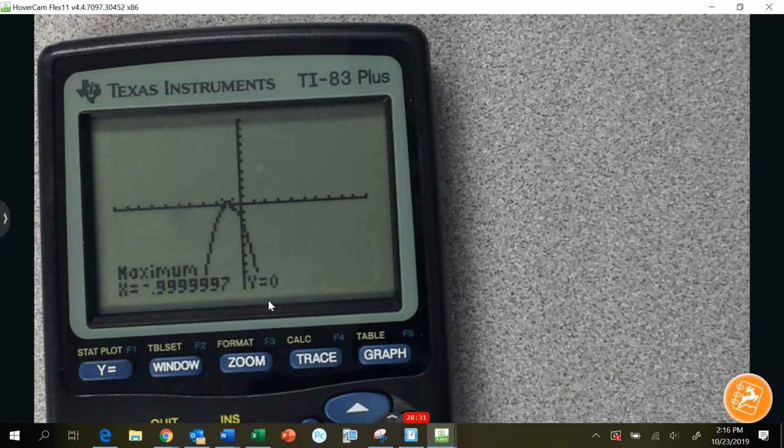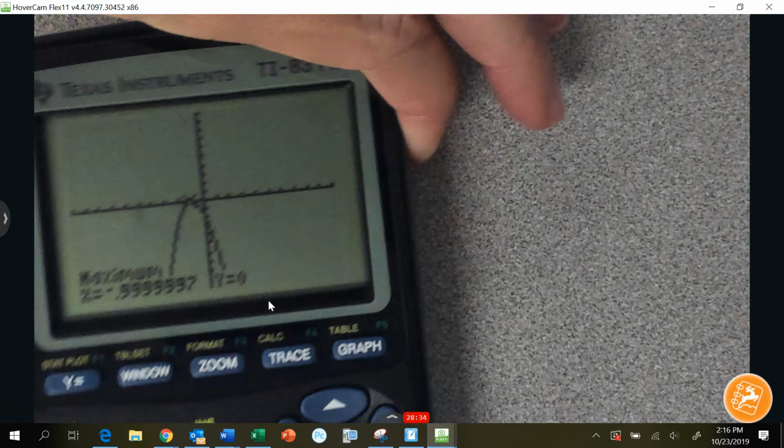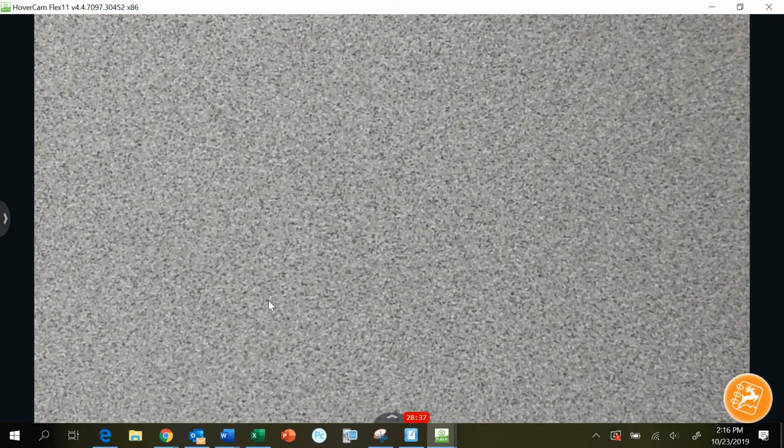His calculator is different than mine, so his can't be as exact, I guess. That's why we don't want to rely 100% on technology, because we have other ways of doing it and we can find a better answer.